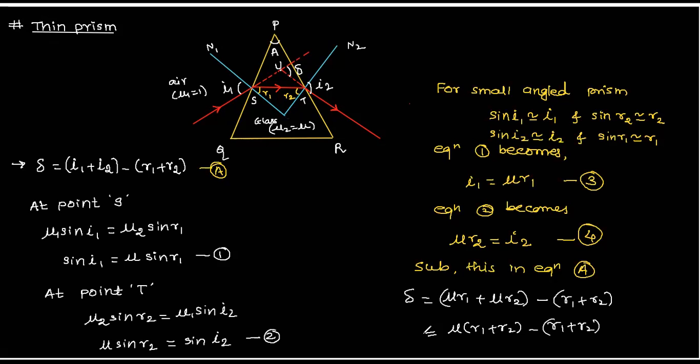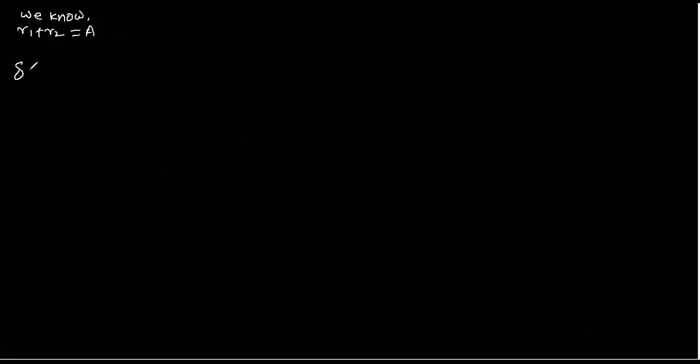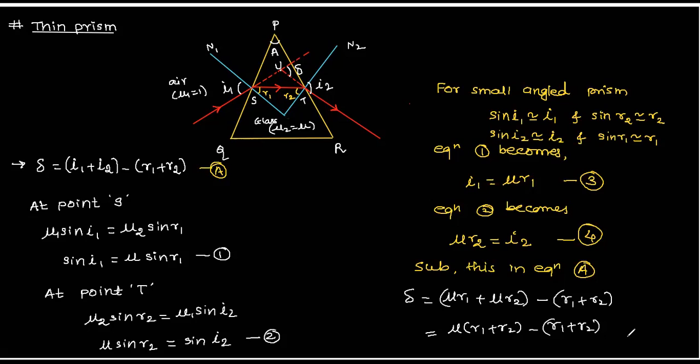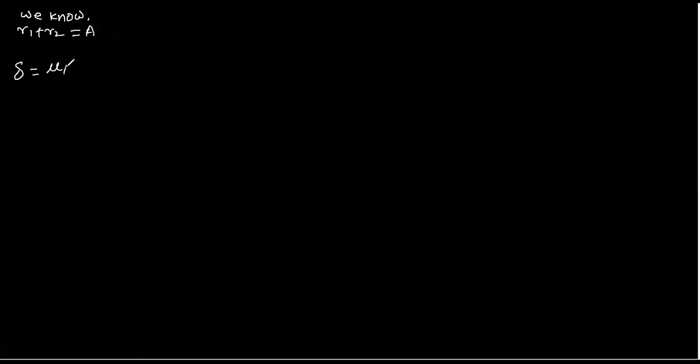So therefore, delta is equal to mu A minus A. Now if I take A common, then what are you getting? Mu minus 1. So this is your formula for angle of minimum deviation for a small angled prism. Delta is equal to A into mu minus 1.